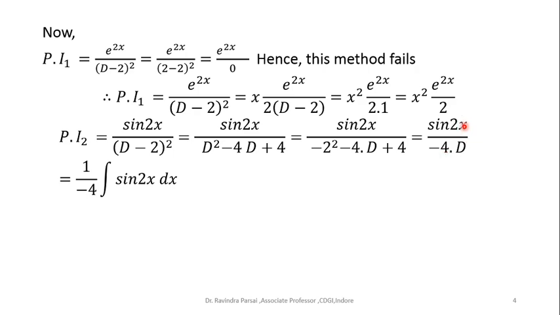Now if you have a function of x in the numerator and a differential operator in the denominator, what do we mean by the inverse of the differential operator? It means integration. So you just integrate, taking the constant multiple outside: minus 1 by 4 integral of sin 2x dx. Now you know very well how to find the integral of this function, so by that you will get the integral as 1 by 8 times cos of 2x.